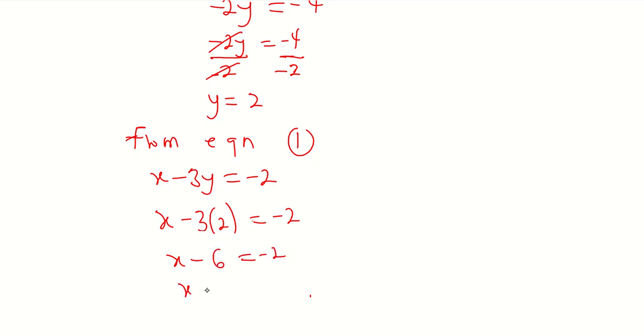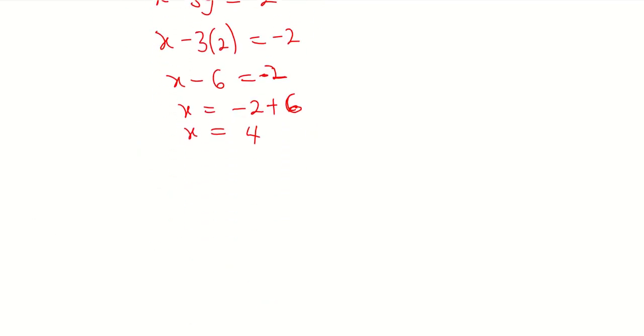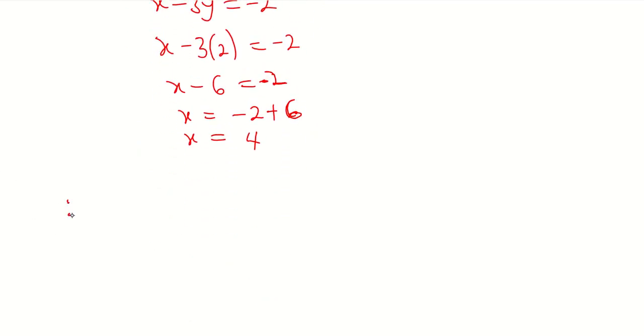And therefore, our x now is equal to minus 2 plus 6, which means x now is equal to positive 4. So this becomes the value of x and y. Then we can conclude that therefore, x is equal to 4 and y here is equal to positive 2. So we move to the next question.